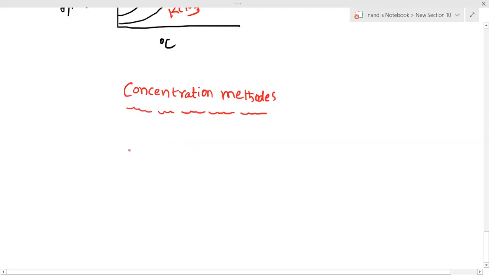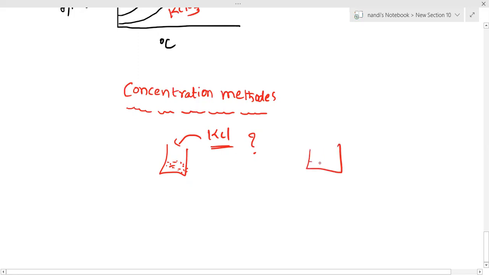Concentration methods are nothing but ways of expressing the amount of solute dissolved in a given amount of solution. For example, here this is the solvent. Now we are dissolving KCl. Now this becomes a solution. In the given solution, how much KCl is dissolved? That we need to calculate. To express how much solute is dissolved in the solution or solvent, we have different methods. Those are called concentration methods.